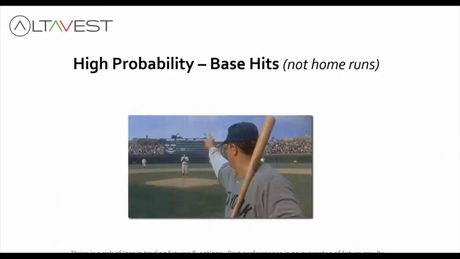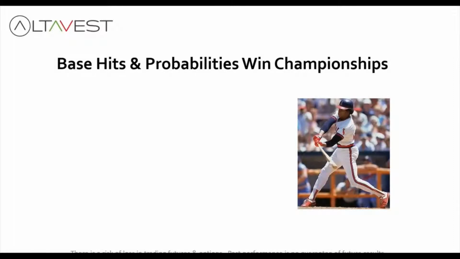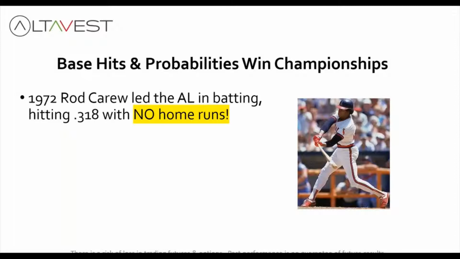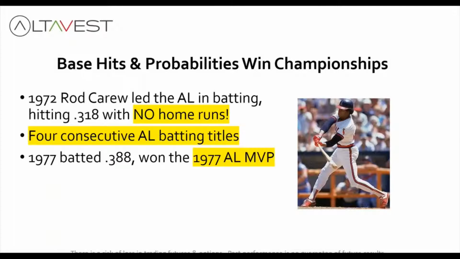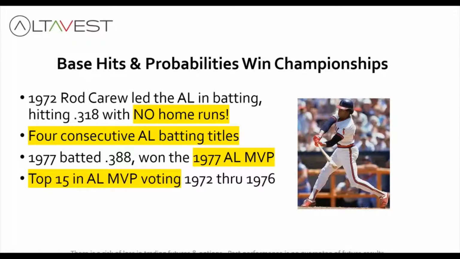All right, what about high probabilities with trading, what we might consider base hits, not home runs? Well, here's another baseball analogy. Here's Rod Carew, a batting champion with no home runs. Here's a guy that won the batting title with no home runs, and he won multiple batting titles hitting hardly any home runs. Most valuable player, many years in a row, and it got me wondering, maybe we can do the same thing with options, get lots of base hits and not swing for the fences.